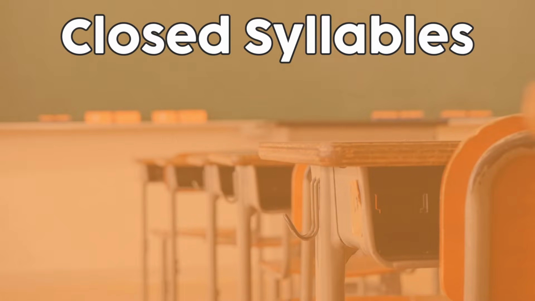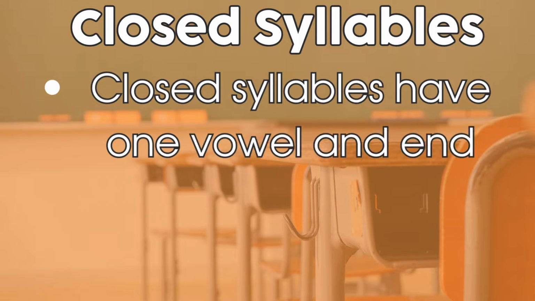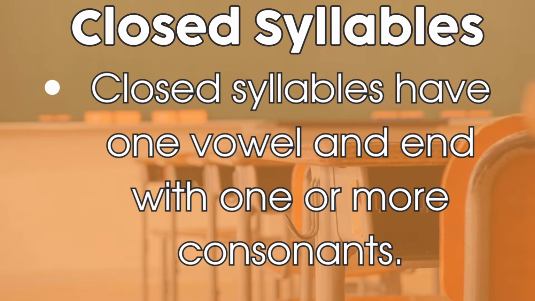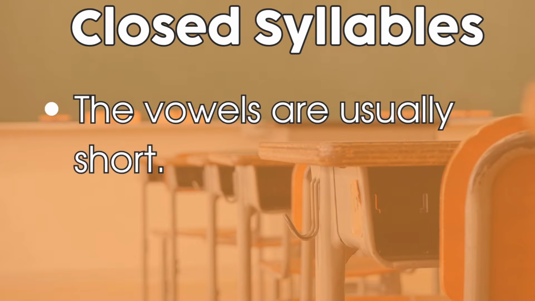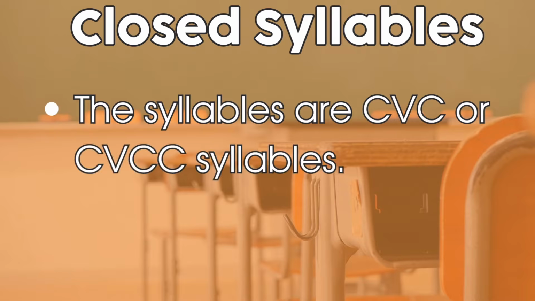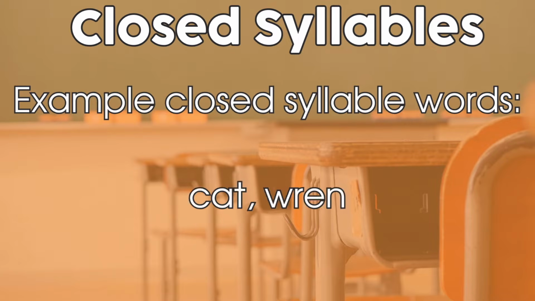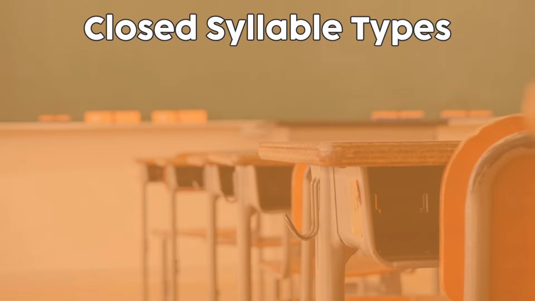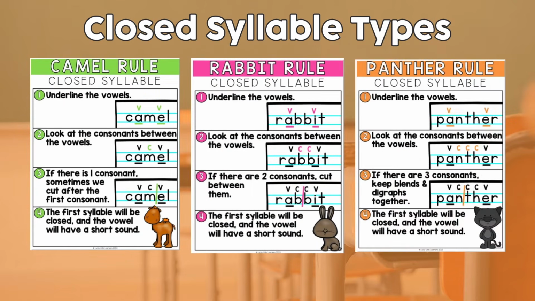First, let's focus on closed syllables. Closed syllables have one vowel and end with one or more consonants. The vowels are usually short, and the syllables can be called CVC or CVCC syllables. Example closed syllable words are cat, wren, and land. There are different types of closed syllables we'll be covering. We'll call them the Camel Rule, the Rabbit Rule, and the Panther Rule.